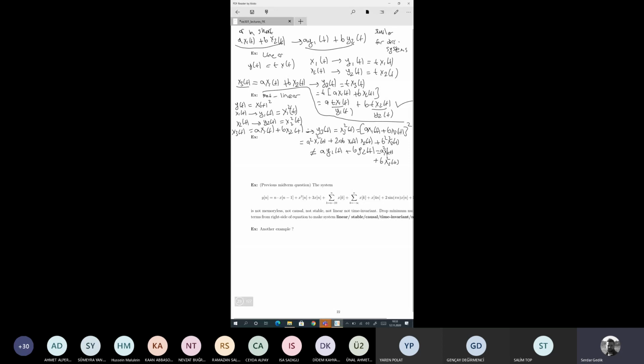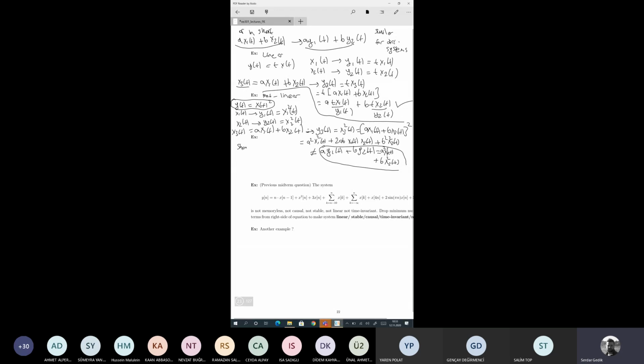So what does linearity require? Scale and sum the inputs, scale and sum the outputs. Okay, so we have shown that this is not satisfied. If I scale and sum the inputs for such a system, outputs are not scaled and summed. So this is not a linear system.